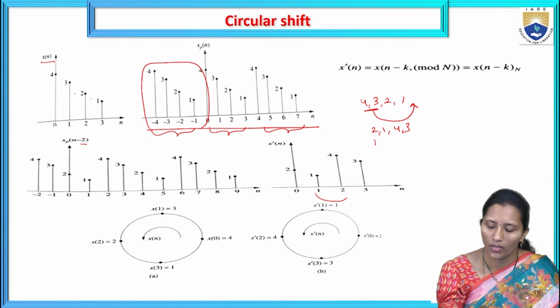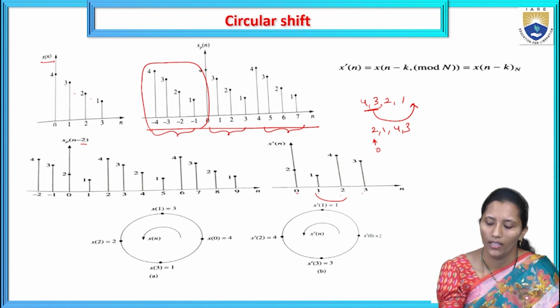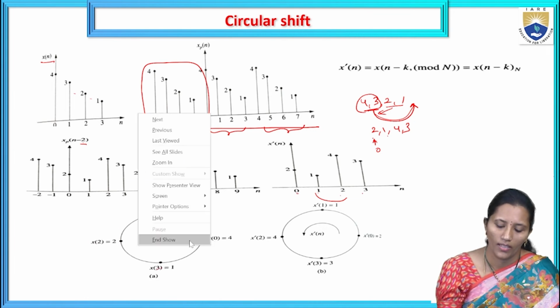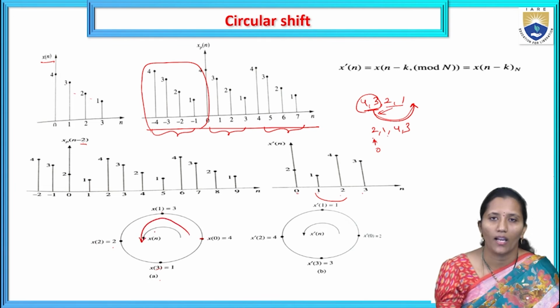So this is the 0th sample: 2, 1, 4, 3. The starting n naught samples will go to the ending. Here n naught is 2, so 2 samples will go to the end and the sequence shifts to the left: 2, 1, 4, 3. How do we represent these sequences? Take one circle, with x of 0 equal to 4, and represent x of 0, x of 1, x of 2 and x of 3 in the anti-clockwise direction. If you want x of n minus 2, we have to do a 2 unit circular shift.